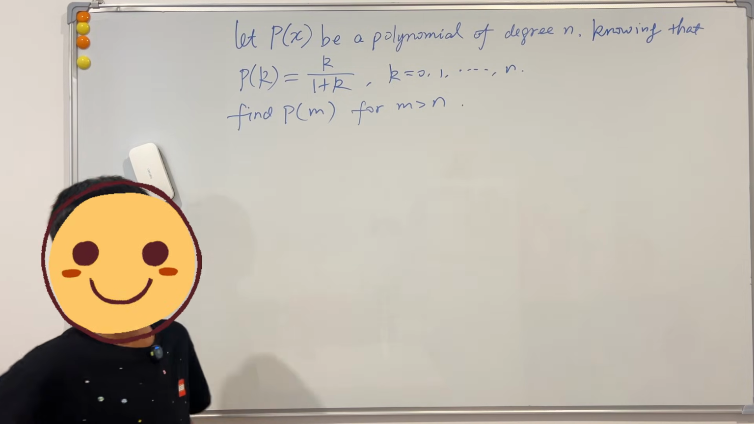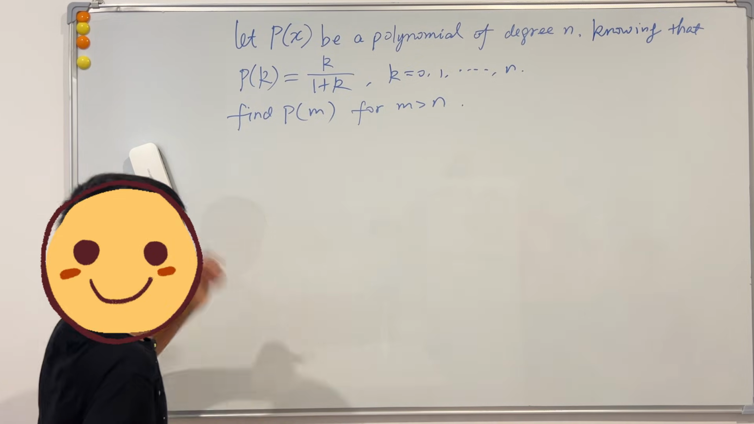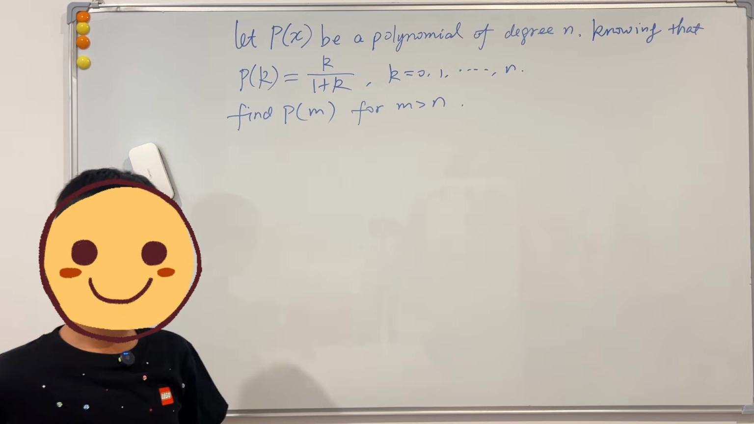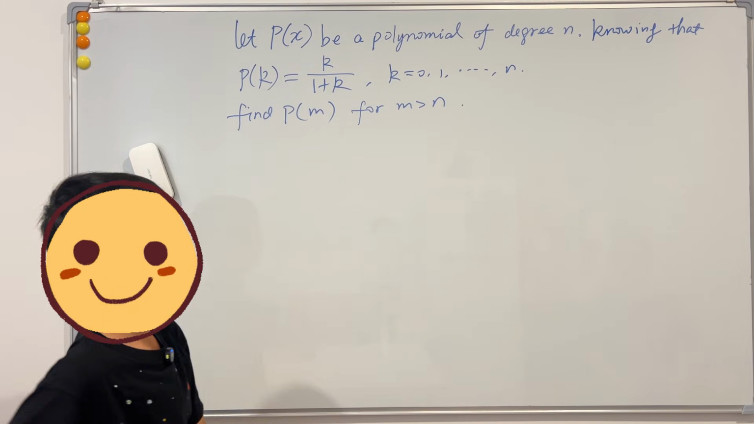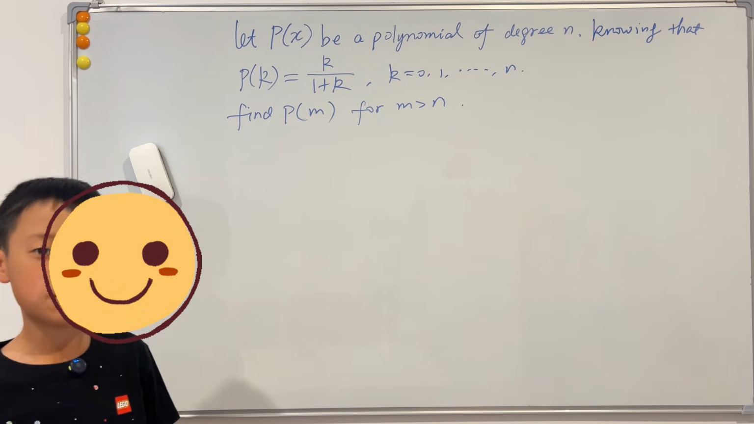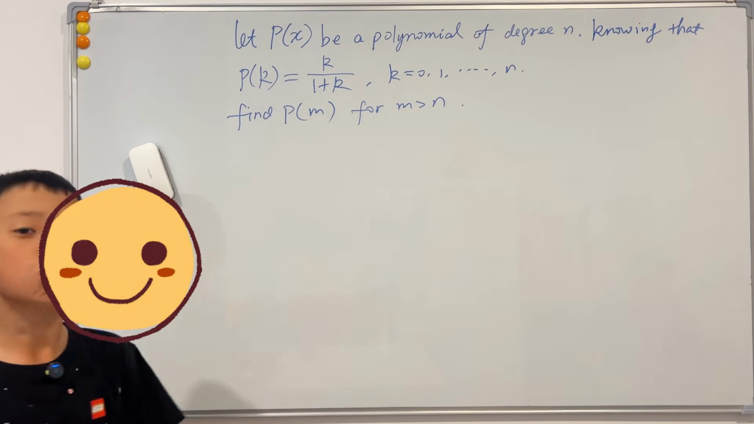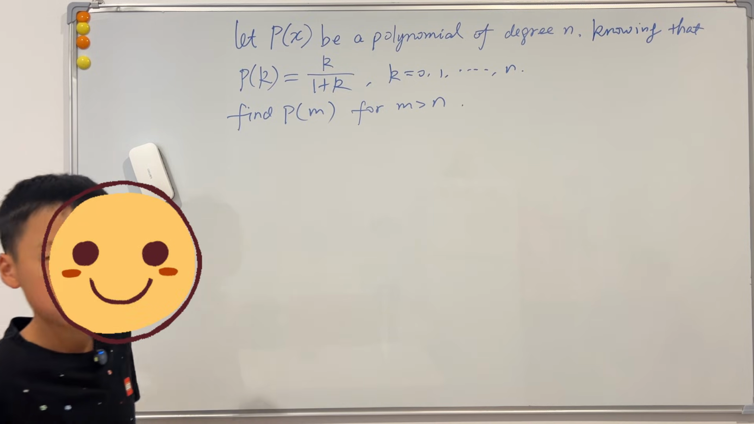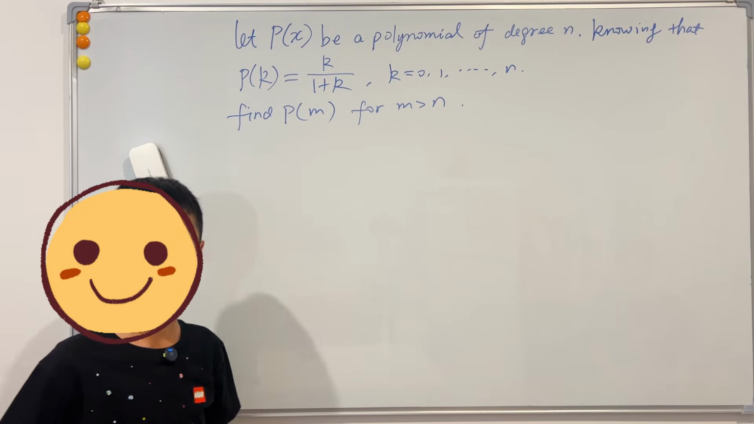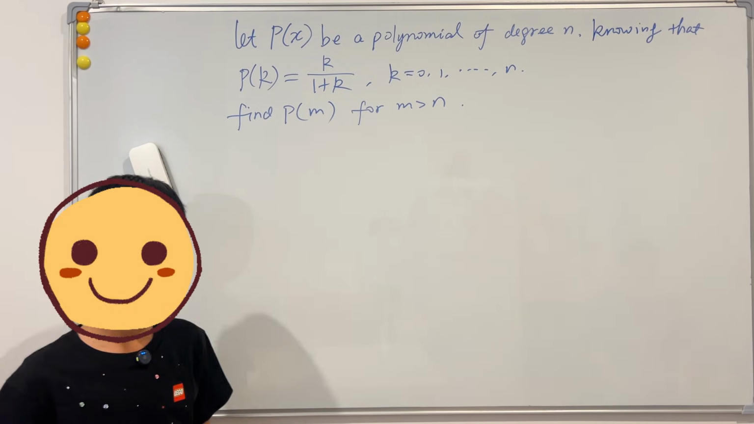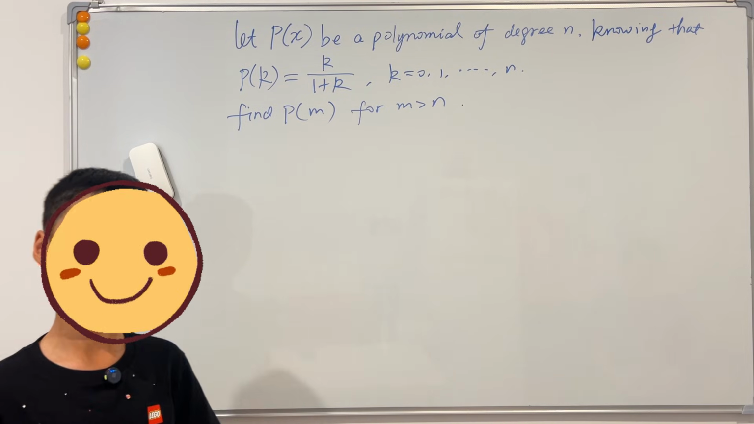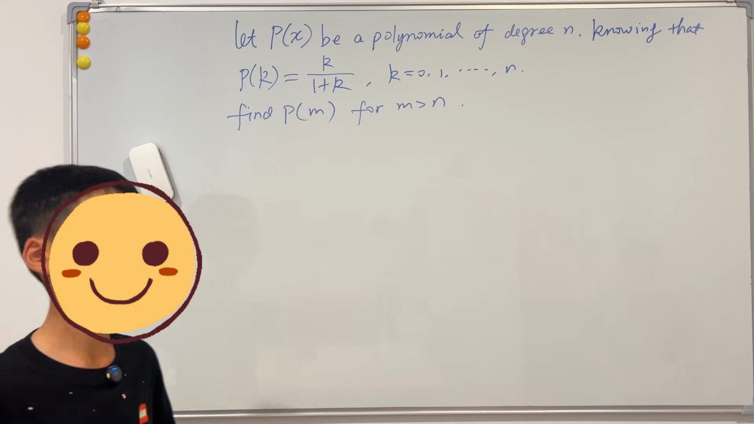But I think that you guys will think that this is super easy because isn't P of m just you plugging m to here and it becomes m over 1 plus m? Well, if you thought that, sadly you are wrong. Why? Because this p of x isn't even a polynomial. It's just a rational function. This just gives us a pair x and px. It doesn't actually do anything.